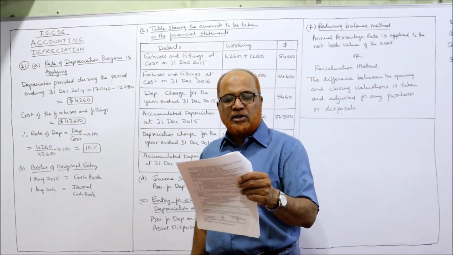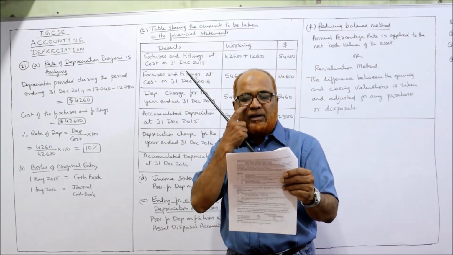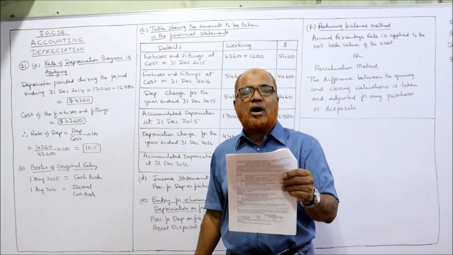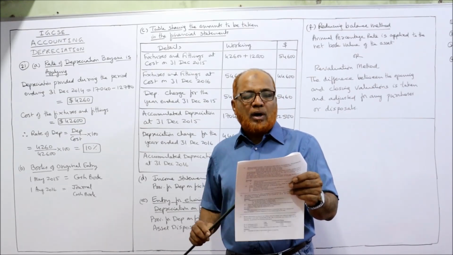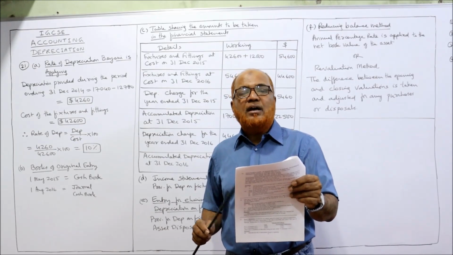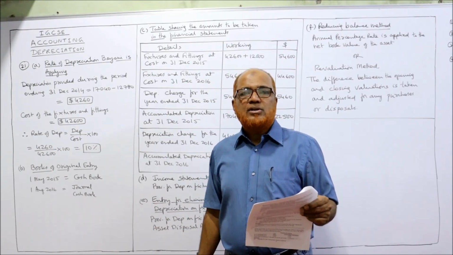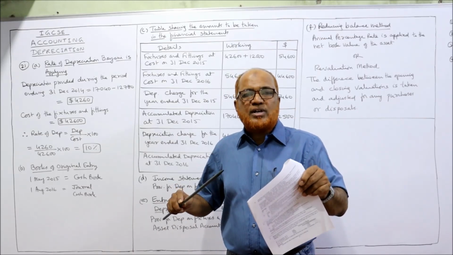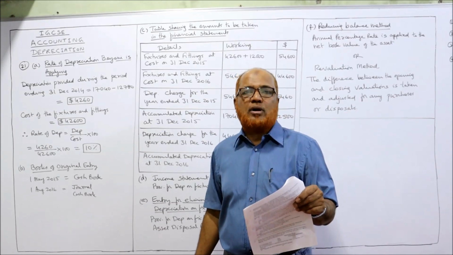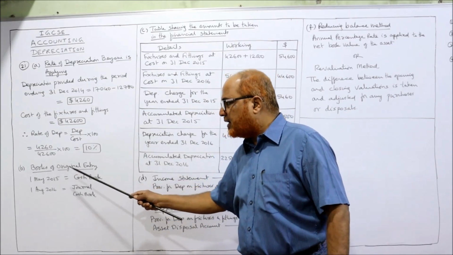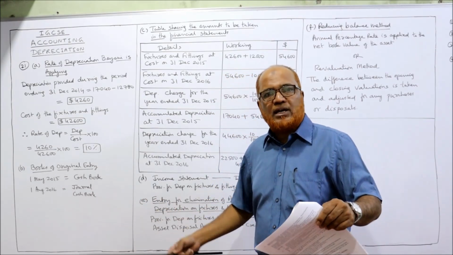Required, B point. Name the books of original entry used on 1st May 2015 and on 1st August 2016. Which subsidiary books are used? On 1st May 2015, a new fixture was purchased paying cash. So, this purchase of fixtures by paying cash will be recorded in cash book. So, you can see here books of original entry on 1st May 2015: cash book. A new fixture purchased for cash.